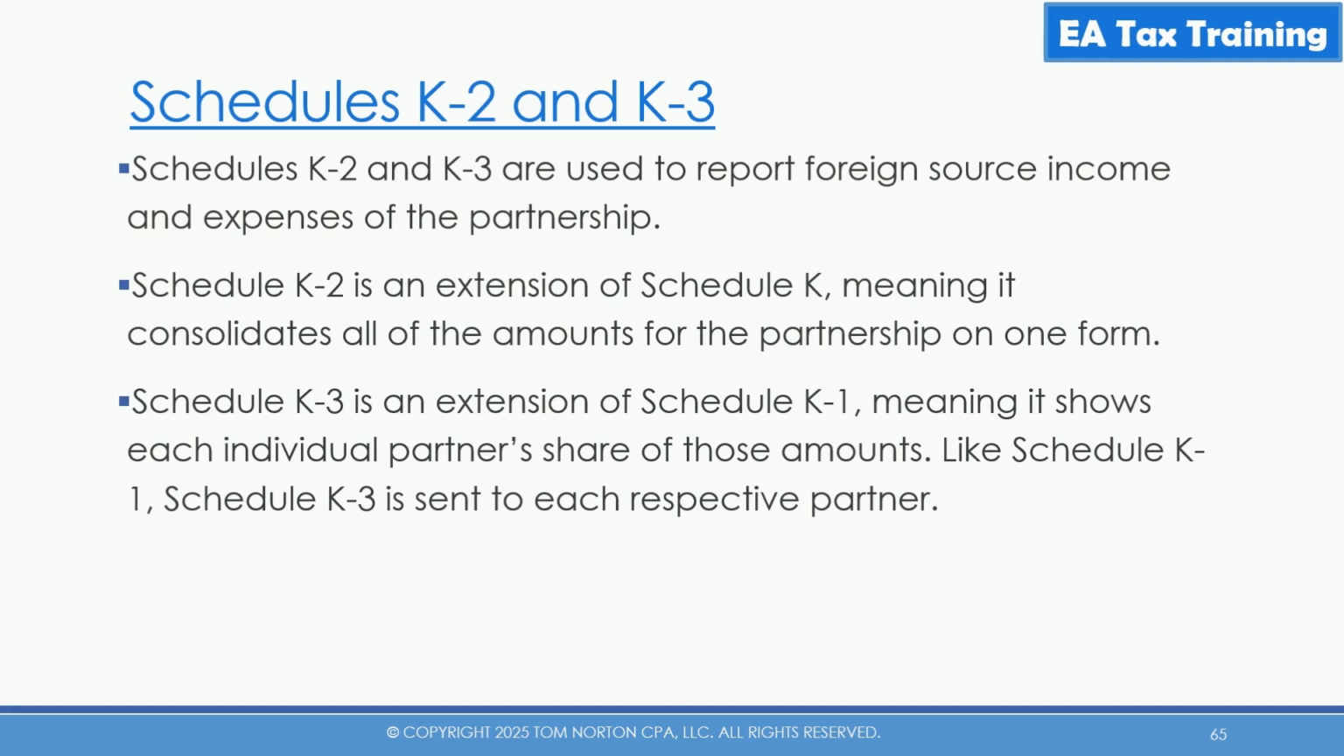And then Schedule K3 is an extension of K1, meaning it shows each individual partner's share of those same amounts. So it's just like a K1, except it's only going to include the foreign source income and expense items. And like the K1, the K3 is sent to each respective partner.